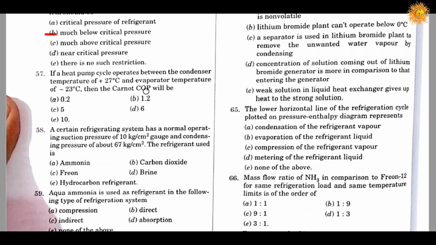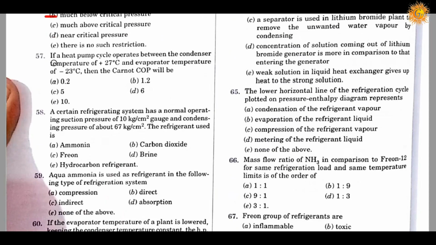Question 57. If a heat pump cycle operates between the condenser temperature of plus 27 degrees centigrade and evaporator temperature of minus 23 degrees centigrade, then the Carnot COP will be: option A, 0.25; option B, 1.2; option C, 5; option D, 6; option E, 10. So the correct answer is D, it will be 6.